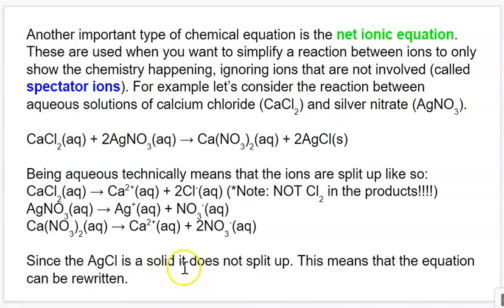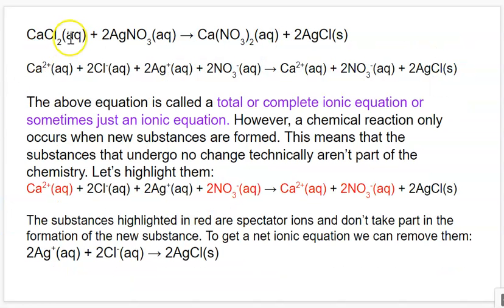The AgCl is not going to split up, but we can use the fact that these other three compounds do split up to rewrite the equation to reflect that. So our equation then becomes this, where we have calcium ions plus chloride ions plus silver ions plus nitrate ions, since these are both aqueous compounds that split up, forming calcium ions plus nitrate ions plus 2 silver chloride solid. We note that we don't split this one up because it is a solid. It is insoluble. It is not going to be aqueous in the solution.